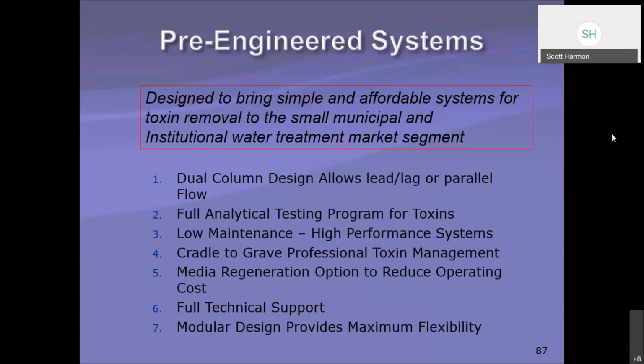A lot of times these things are in direct connect through computer systems with the engineering firms where they can monitor them remotely. Modular design provides for maximum flexibility, so you can add on to these systems if they're working better, or if you need to have more flow.